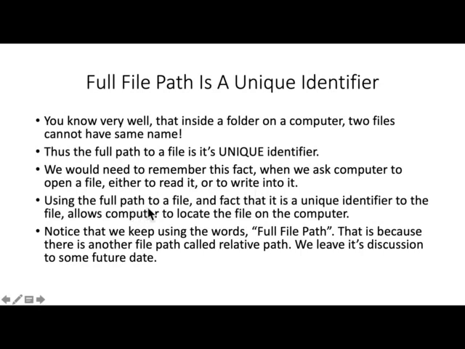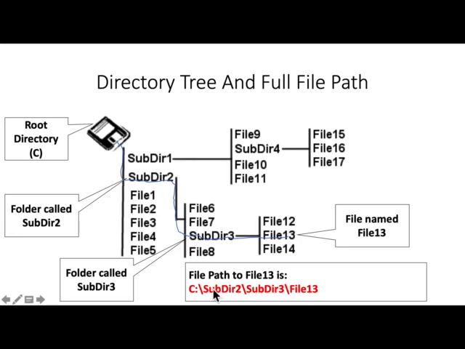Using the full path to a file, and the fact that it is a unique identifier, allows the computer to locate the file because it's unique. It knows how to travel from the root directory to subdirectory 1, subdirectory 2, and so on to the file. Let's go to the previous slide just for a second. Once I give the computer this string, the computer knows where it has to travel to locate this file. It will travel exactly the path that I've drawn here to locate and bind to this file.